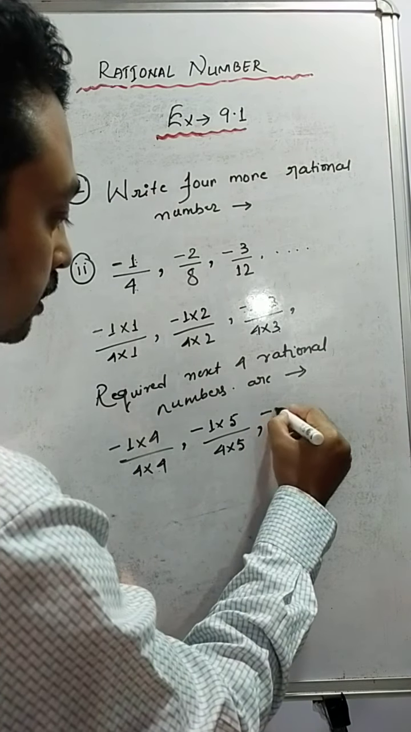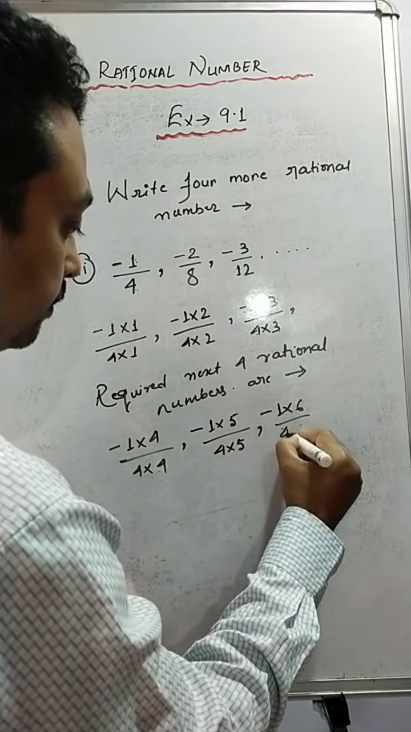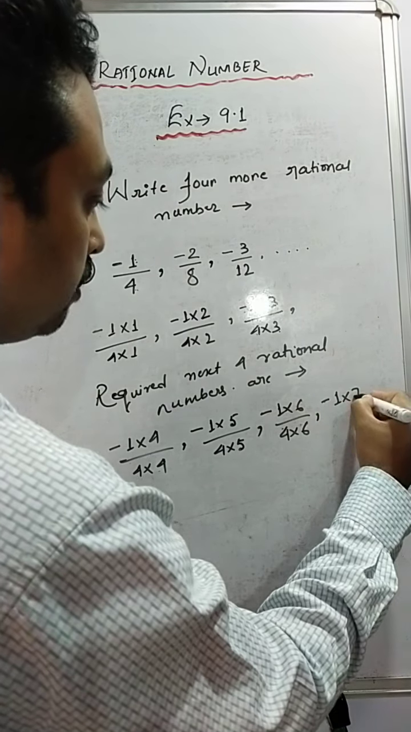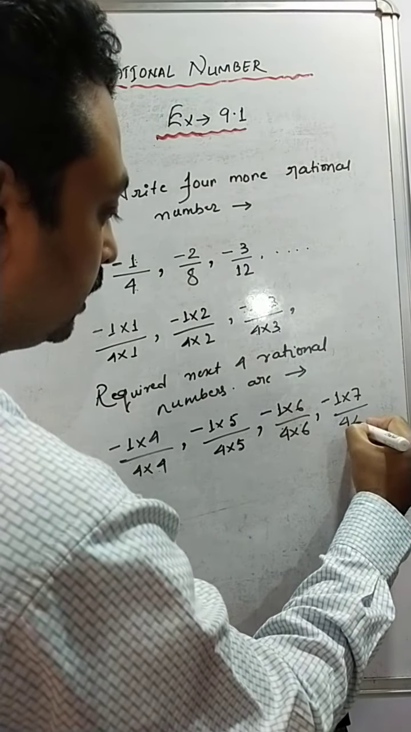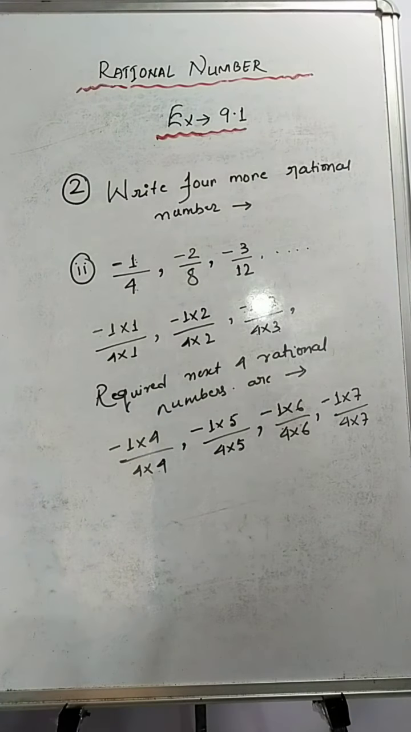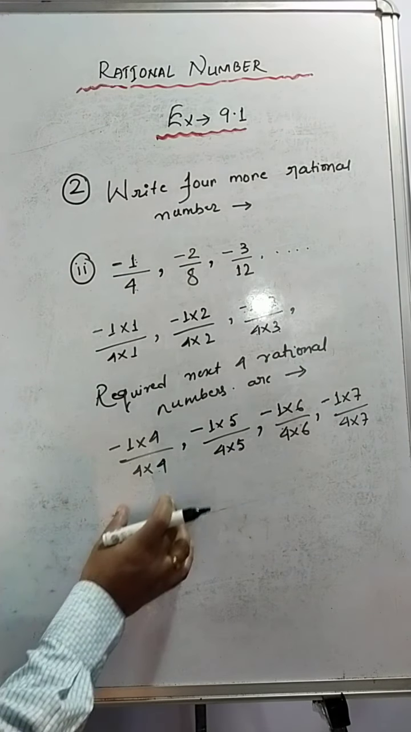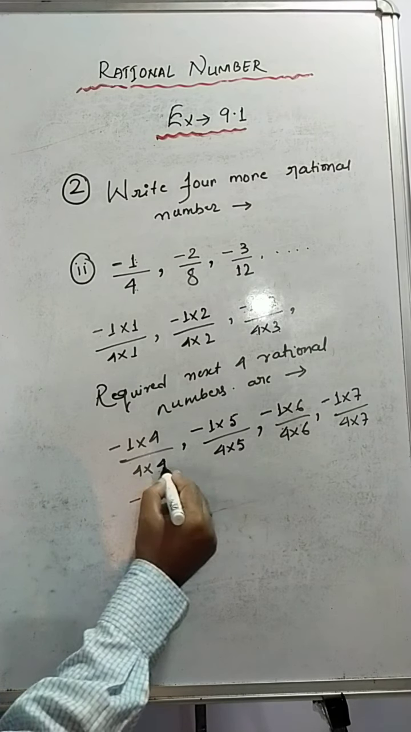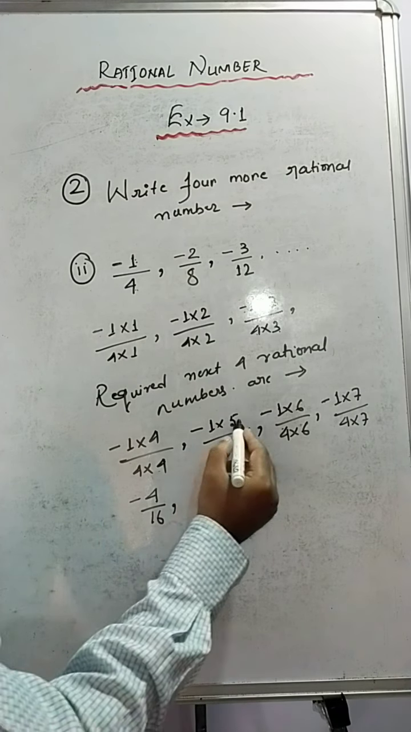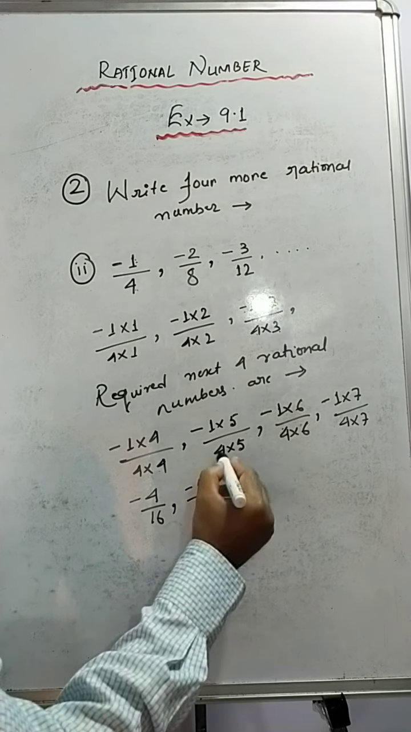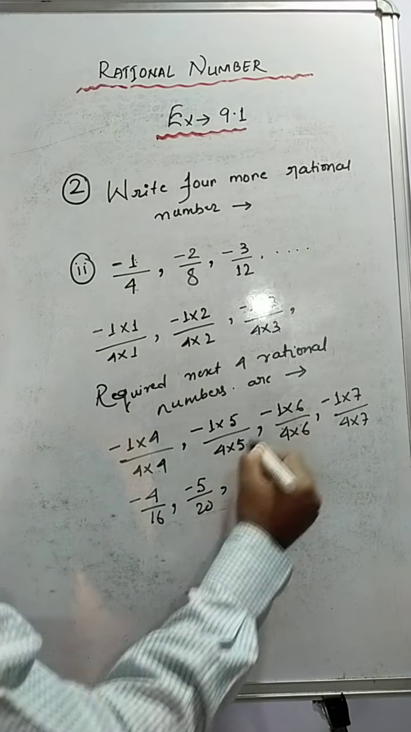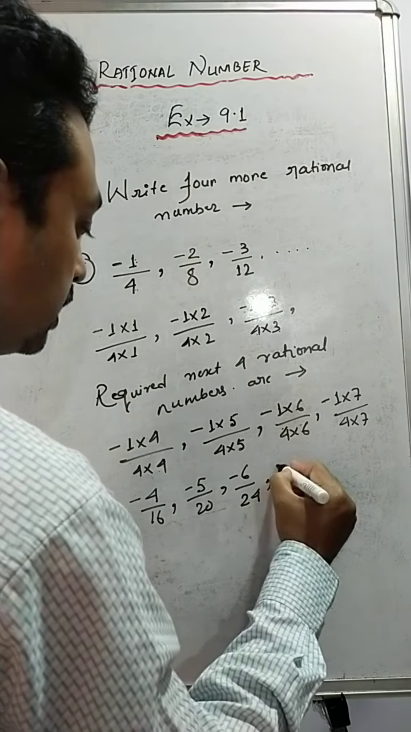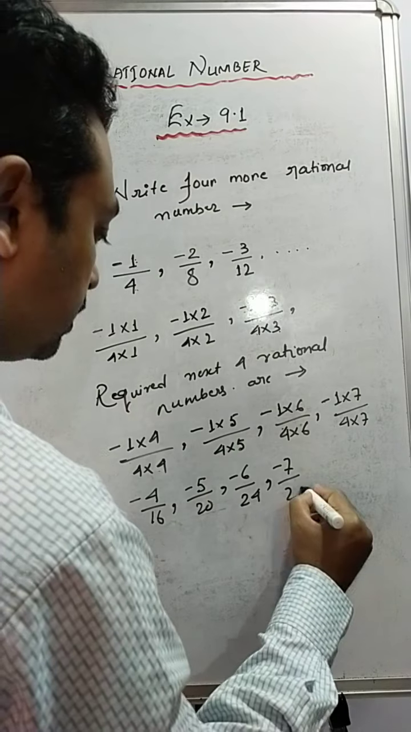Sixth rational number, that means we have to multiply with 6 this time. And the seventh one would be, we have to multiply the numerator and the denominator by 7. Now we'll get the proper rational number: minus 1 into 4 is minus 4, 4 4s are 16. Minus 1 into 5 is minus 5, 4 into 5 is 20. Minus 1 into 6 is minus 6, 4 into 6 is 24. Minus 1 into 7 is minus 7, 4 7s are 28.